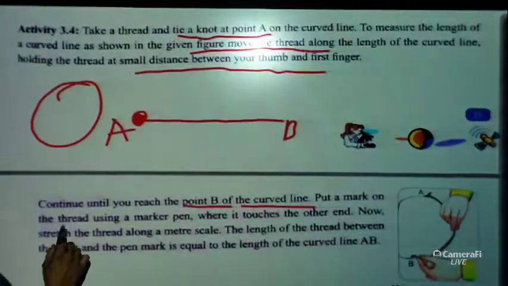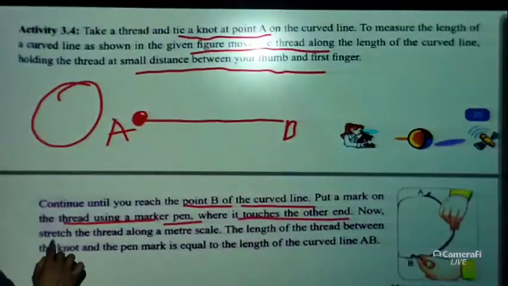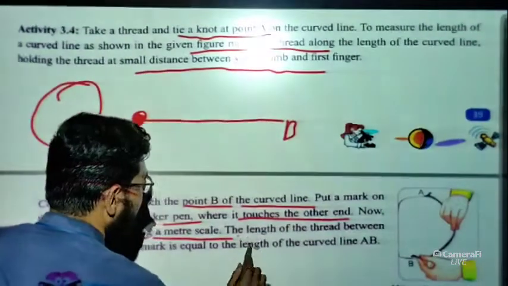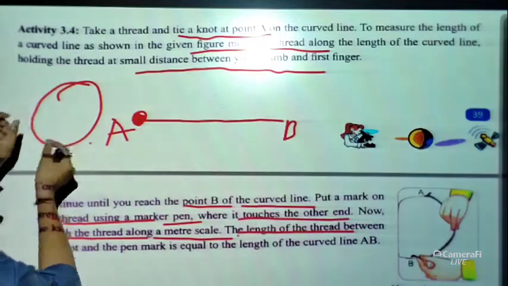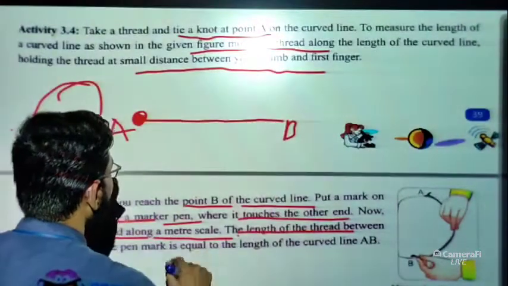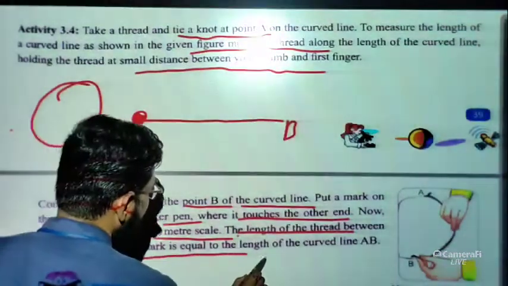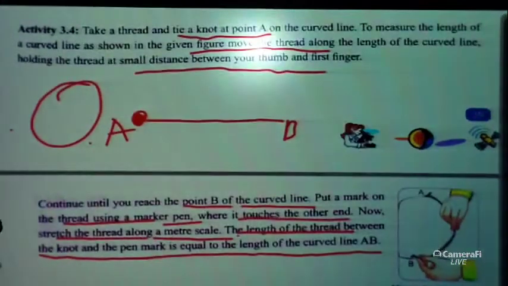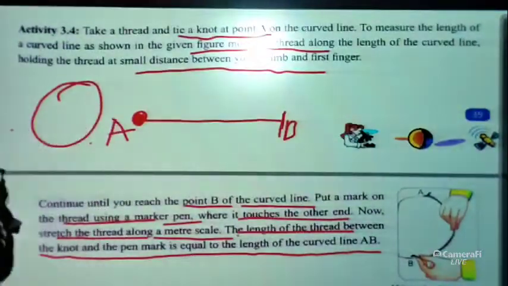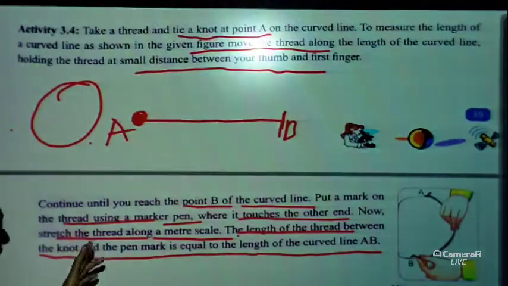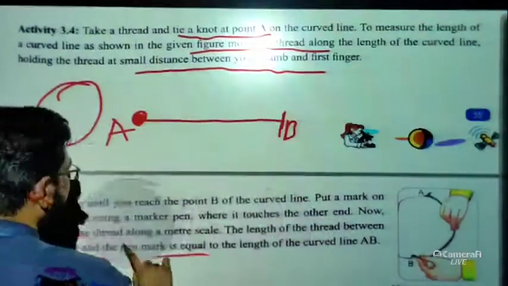Now put a mark on the thread using the marker pen where it touches the other end. Now stretch the thread along a meter scale and take the length. So first we have to curve the thread along the line, then we place the thread straight like this, and by using the meter scale we can easily measure it. The knot and the pen mark give the length of the curved line AB. So this is very easy. By using a thread we can easily take the length of a curved line.